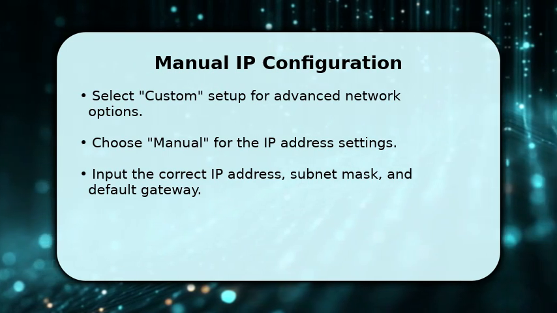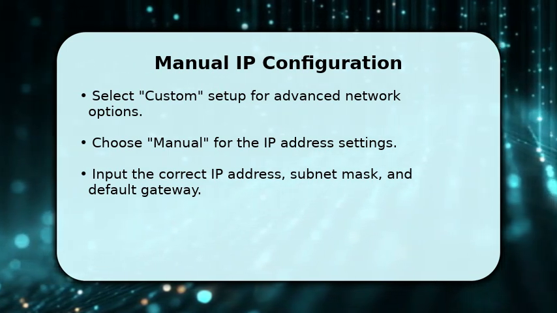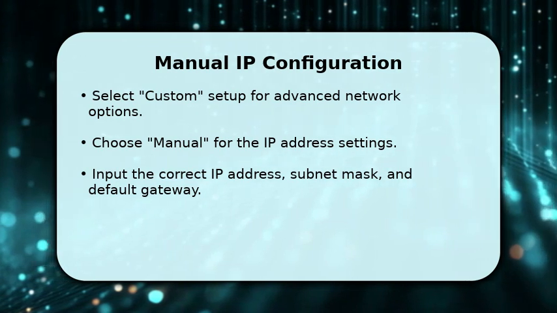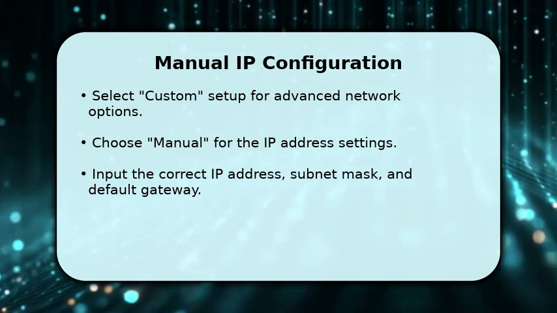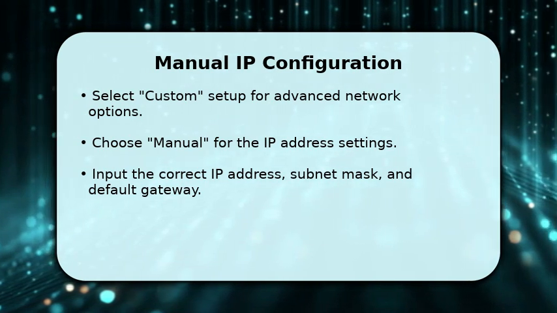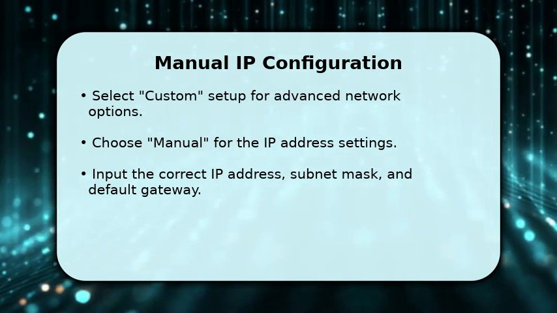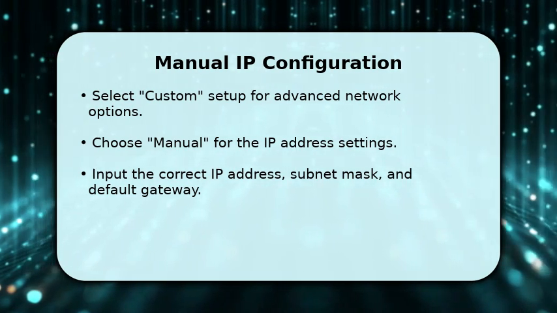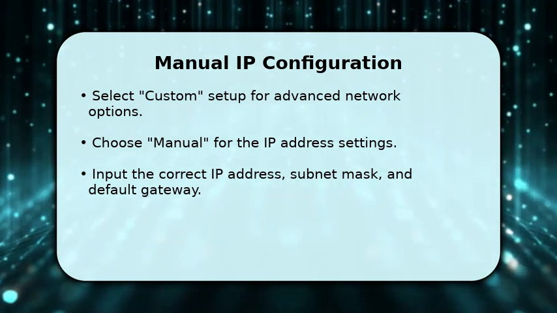For the IP address settings, select Manual. You will then need to enter the specific IP address, subnet mask, and default gateway provided by your guest network administrator. These three pieces of information are absolutely essential for your console to communicate properly on the network.